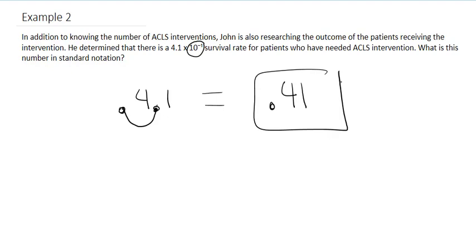So remember, when converting scientific notation to standard notation, remember to look at the exponent. If it's a positive number, it will move the decimal to the right by the number in the exponent. And if the number is negative, it will move the decimal to the left by the number in the exponent. If there are not enough numbers, add zeros until there are enough.